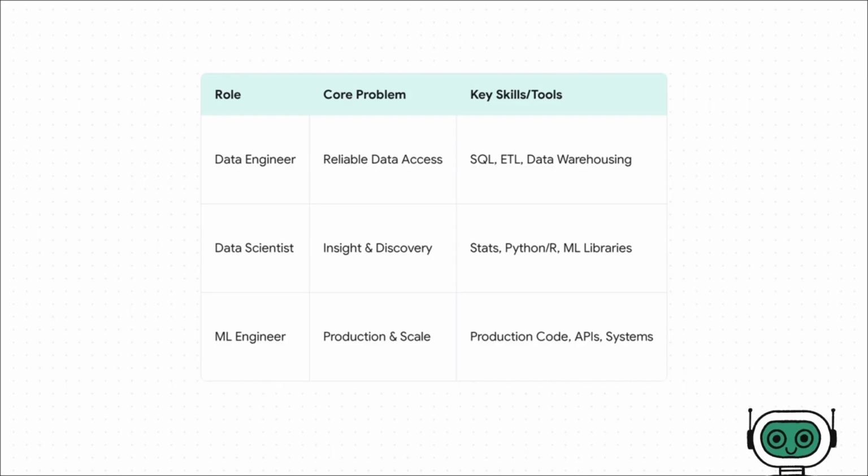The data scientist solves for insight. Their toolkit is heavy on statistics, math, and programming in Python or R, using libraries like scikit-learn to build those prototypes. And the machine learning engineer? They solve for production at scale. They're expert software engineers who specialize in production-level code, distributed systems like Spark, and deploying models as scalable, reliable APIs.